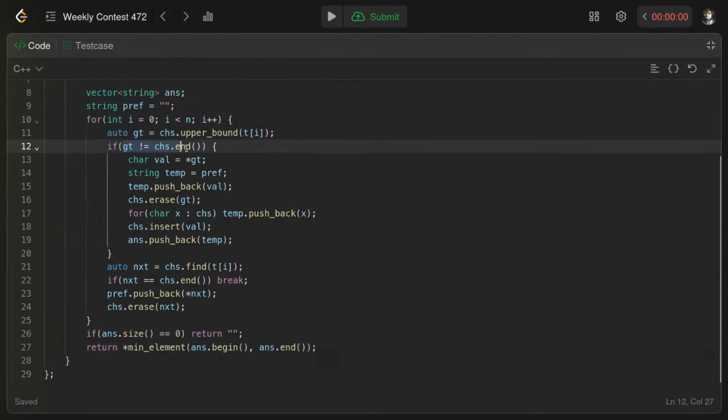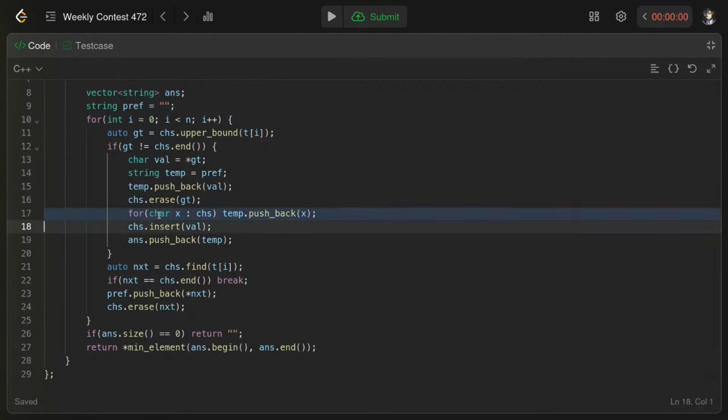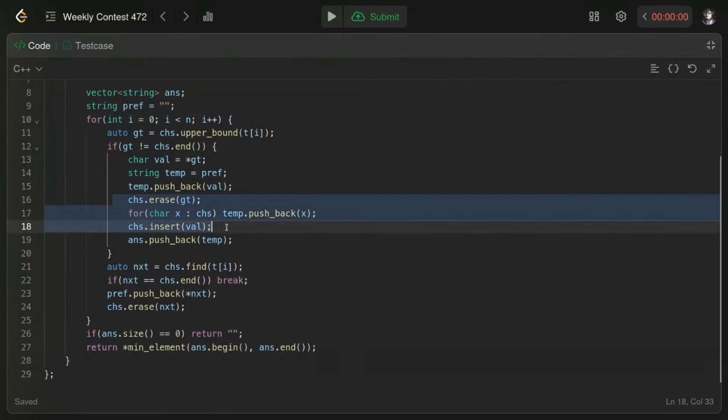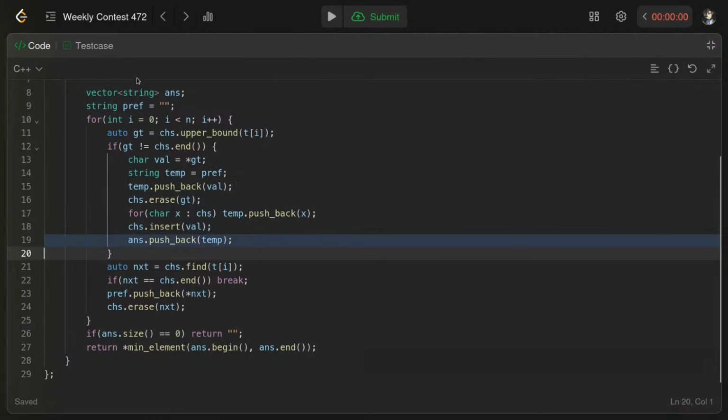And we'll say that if this upper bound exists, then we're going to add this new temporary value to the answer. So basically we'll find this target value. So we're taking this gives us a pointer, right? So we'll get the value at this character. We'll create a temporary string which is equal to prefix plus this character value, plus for all the remaining characters, we're going to push them back in sorted order, right? So temp dot pushback x in sorted order. Set is always sorted, so they already get pushed in sorted order. And then we can say that this is a possible answer. So we push this as a possible answer. Okay. So this pushes all the remaining characters and this pushes it to the possible answer in the answer array.